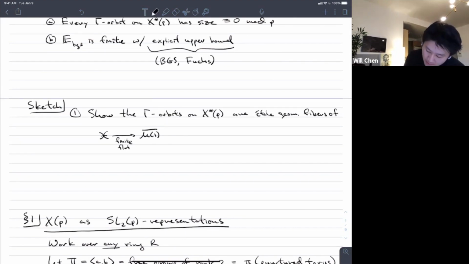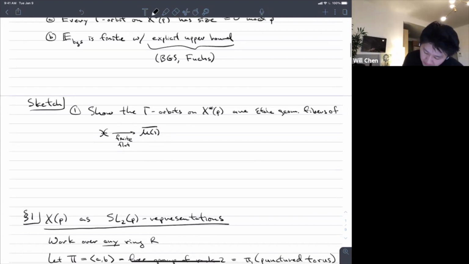This here, M1 bar, is the compactified moduli stack of elliptic curves. And on this moduli stack, there's a certain well-known line bundle called the Hodge bundle, which we'll call lambda. You can compute that the degree of lambda is 1/24. Okay, and everything here is over C.